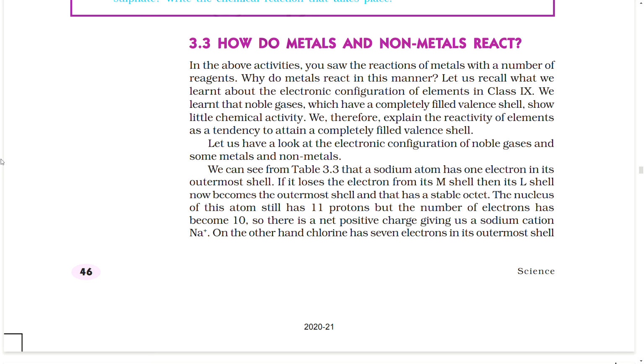We can see from the table that a sodium atom has one electron in its outermost shell. If it loses the electron from its M shell, then its L shell now becomes the outermost shell, and that has a stable octet. The nucleus of this atom still has 11 protons, but the number of electrons has become 10. So there is a net positive charge giving us a sodium cation Na+. On the other hand, chlorine has 7 electrons in its outermost shell.